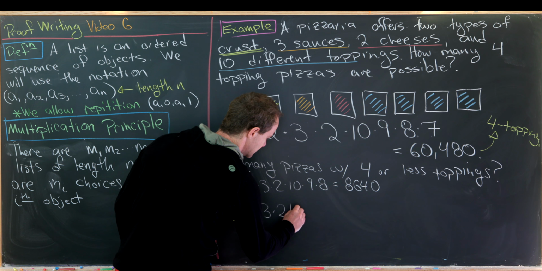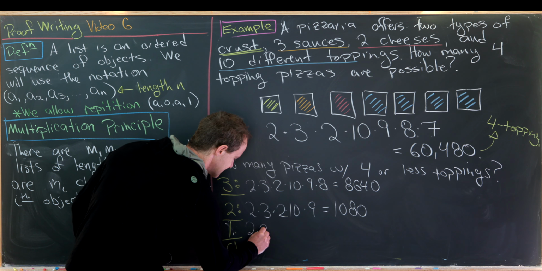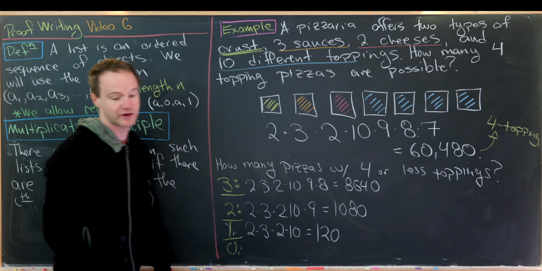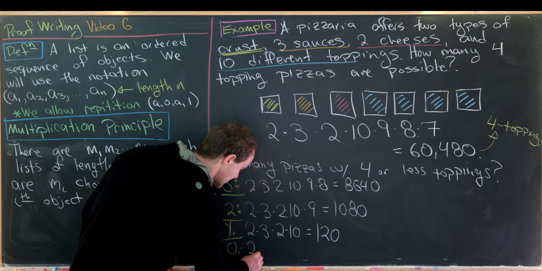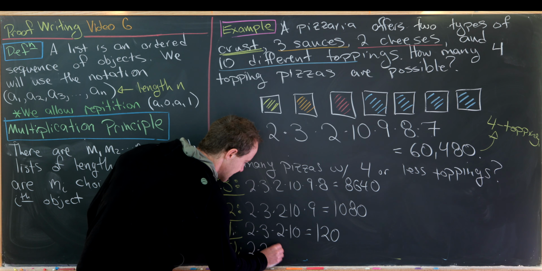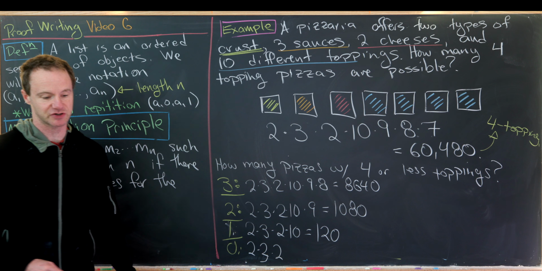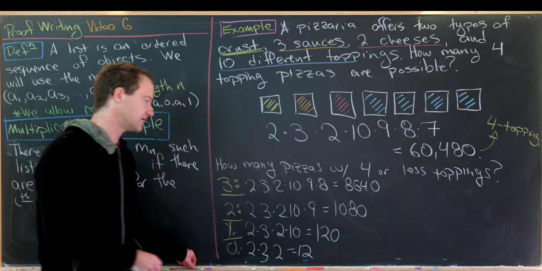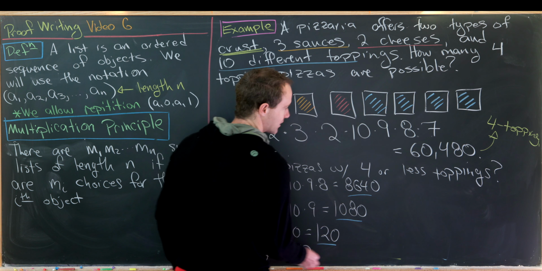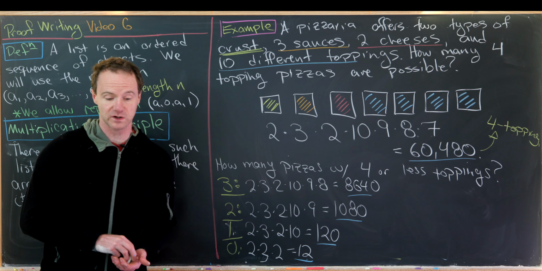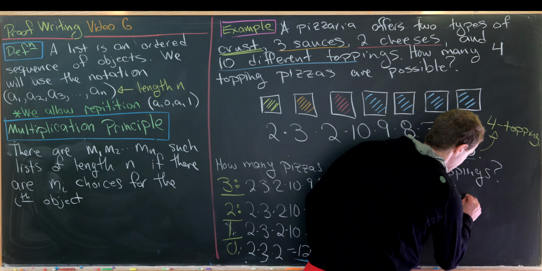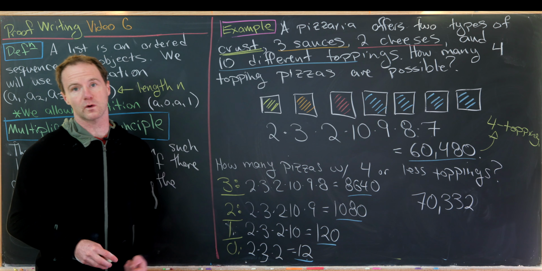And then how many 1 topping pizzas and how many 0 topping pizzas? So likewise, for 1 topping pizzas, we have 2 times 3 times 2 times 10, which multiplies up to 120 different pizzas. And for 0 topping pizzas, we have 2 times 3 times 2, because we don't make any topping choices, and that will be 12 total pizzas. But now if we add all of this together, we need to add these 4 numbers along with this number right here for 4 toppings. You'll see that we have 70,332 total pizzas with 4 or fewer toppings.